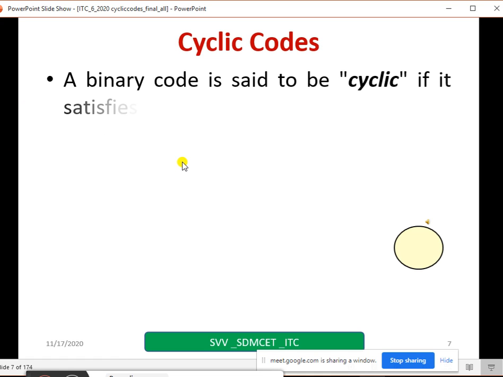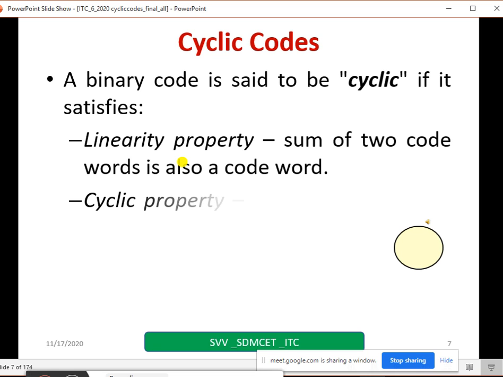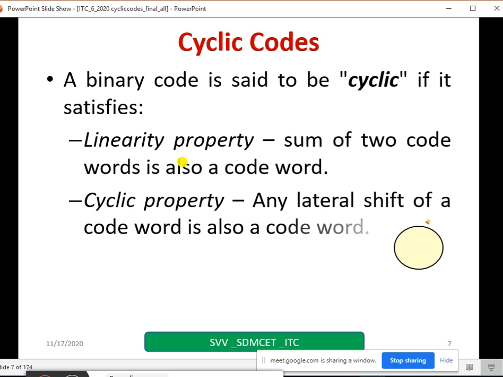A binary code is said to be cyclic if it satisfies the following two properties. Linearity property: the sum of two code words is also a code word. Cyclic property: any lateral shift of a code word is also a code word.